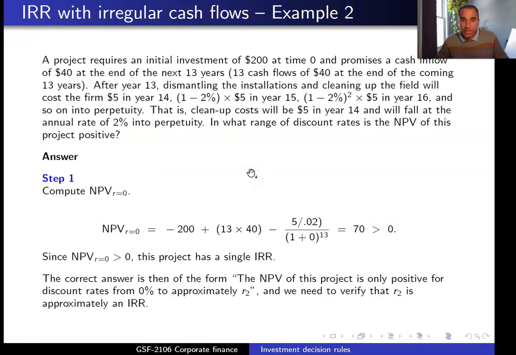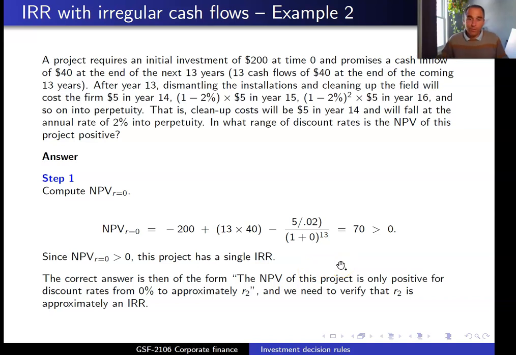Let's first compute the NPV when the interest rate is equal to 0. In this case, the net present value of the project is not minus infinite. Here, the net present value of the project is 70. Because 70 is larger than 0, this means that this project has a single internal rate of return, just like projects with regular cash flows.